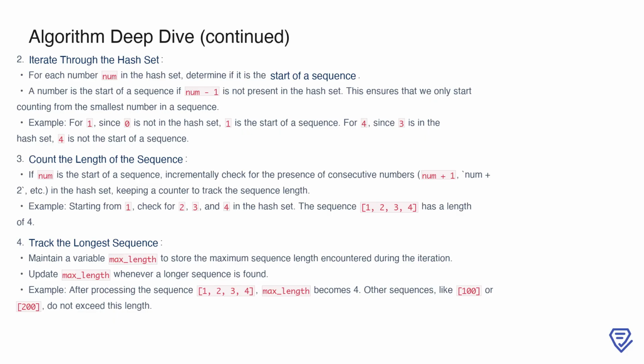If a number is identified as the start of a sequence, we then count the length of that sequence by checking for the presence of consecutive numbers, such as number plus 1, number plus 2, and so on. For instance, starting from 1, we find 2, 3, and 4, forming the sequence 1, 2, 3, 4, which has a length of 4. A variable is used to track the maximum sequence length, updating whenever a longer sequence is found. For example, after processing 1, 2, 3, 4, the maximum length would be 4, and sequences like 100 or 200 would not change this value.